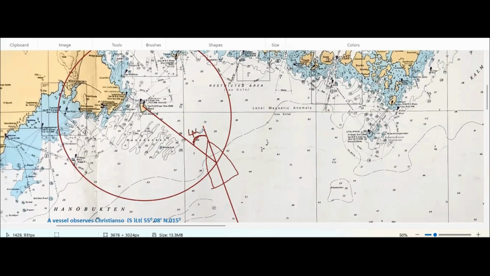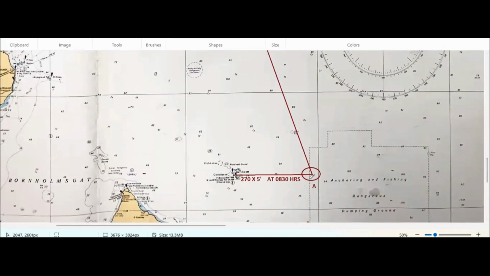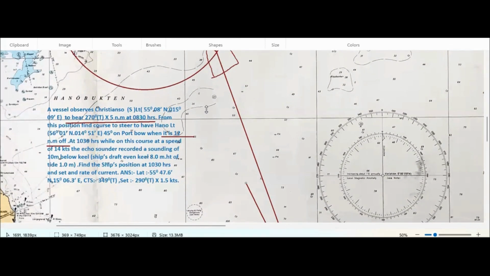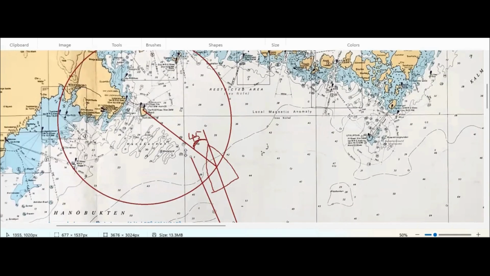I can draw many, many lines from the initial position. If I draw another line like this from here, this also can be a course, but the second condition is not fulfilled. The second condition also has to be fulfilled, that it has to be 45 degrees on port bow. So a random line is of no use. This also can be another course, but again I tell you, no guarantee that this angle should be 45 degrees.